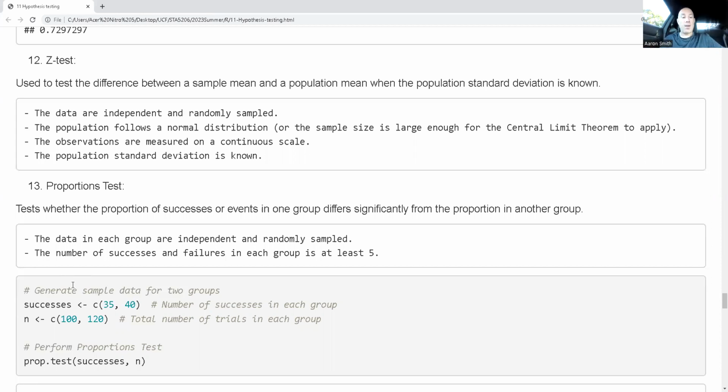Now, the last test I'm going to talk about is the proportion test, where we test whether the proportion of success or of events in one group differs significantly from the proportion in another group.